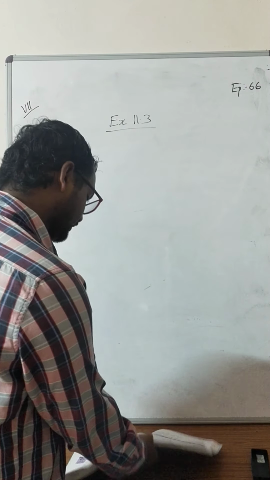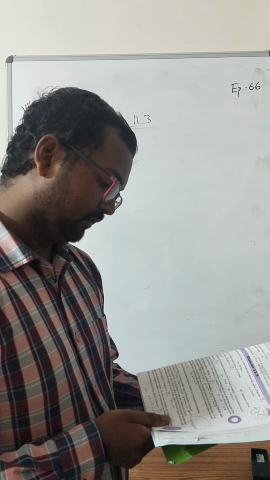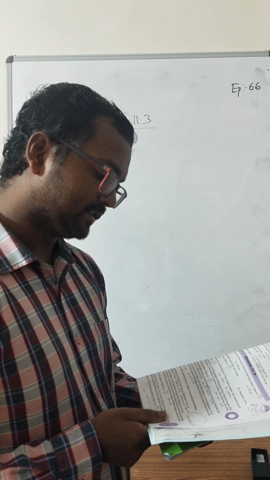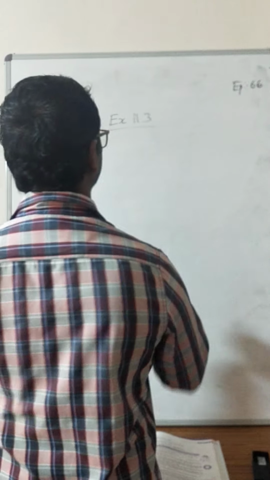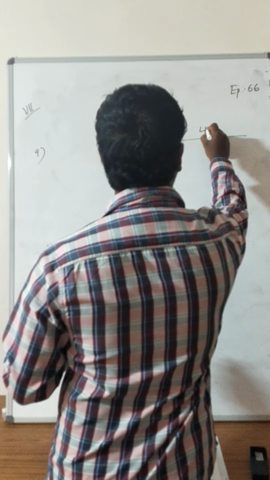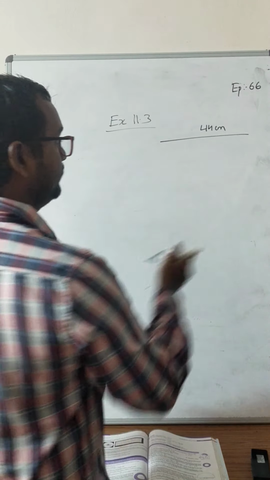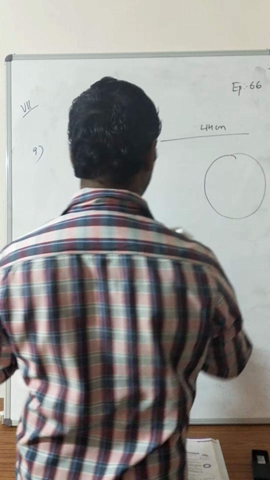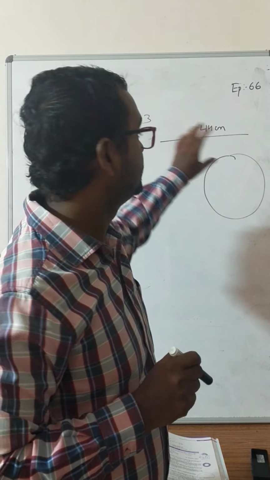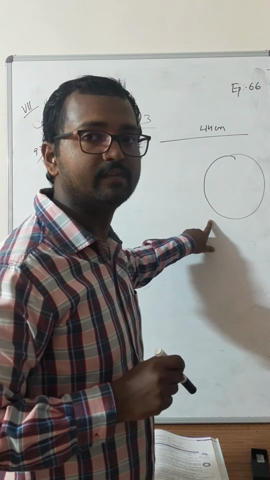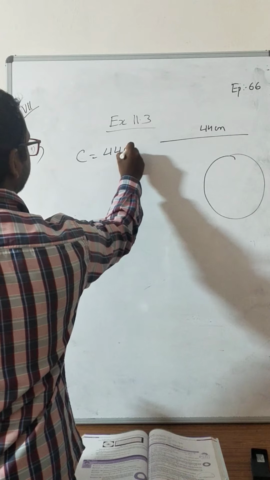Shazli took a wire of length 44 centimeter and bent it to a shape of a circle. Find the radius of that circle. Also find its area. See, we are talking about a wire which is 44 centimeter. So if this wire is bent into a circle, this length will become the circumference of the circle. So here the circumference of the circle is actually 44 centimeter.